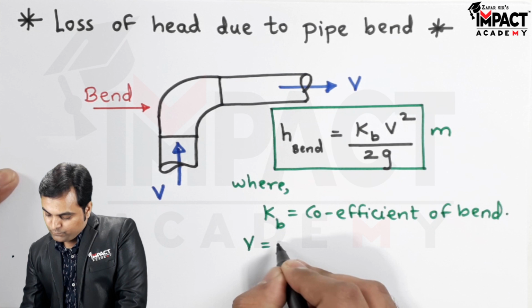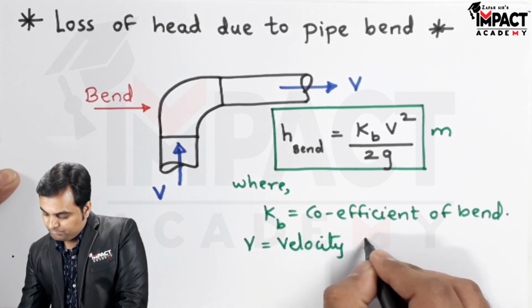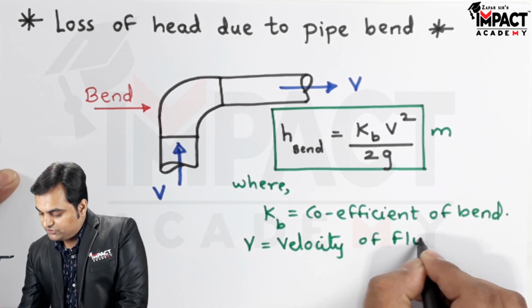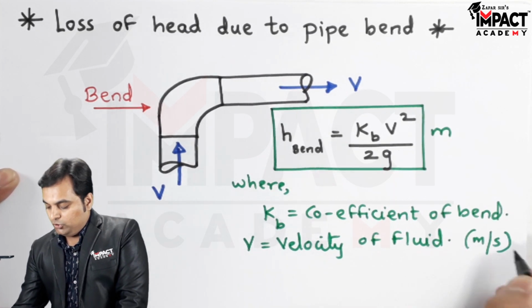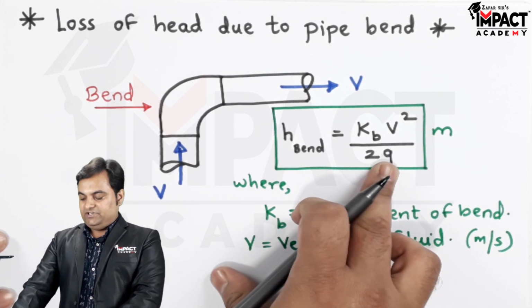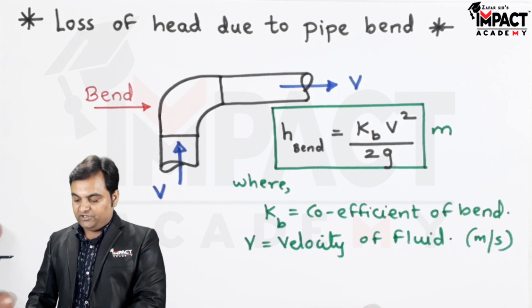V is the velocity of fluid which is flowing inside the pipeline, and the unit is meter per second. 2 and g are constants. g is having the value 9.81 meter per second square.